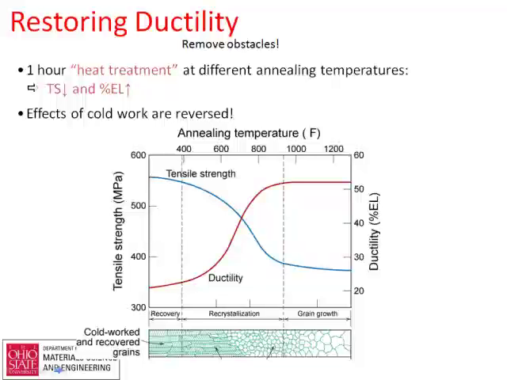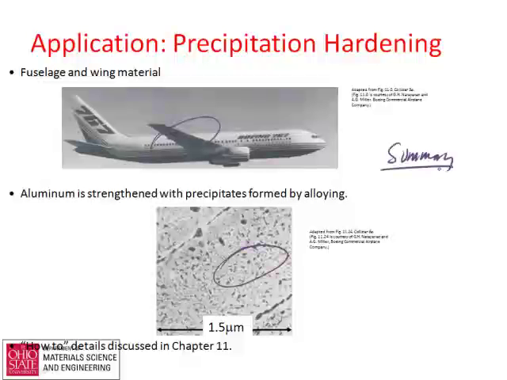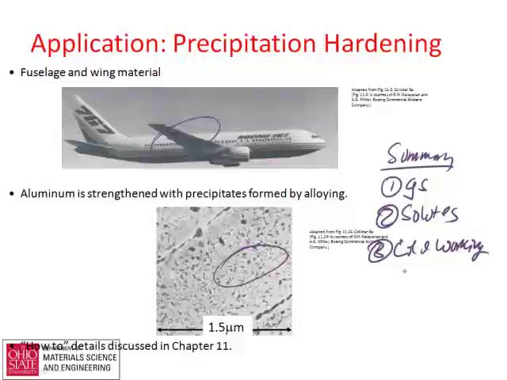Okay, let me go back. So those are the four methods. Just in summary, how do we make a material strong? One, we can use grain size. Small grains give you a strong material. Secondly, we can use solutes. Thirdly, we can use cold working. And fourthly, we can use precipitation hardening.